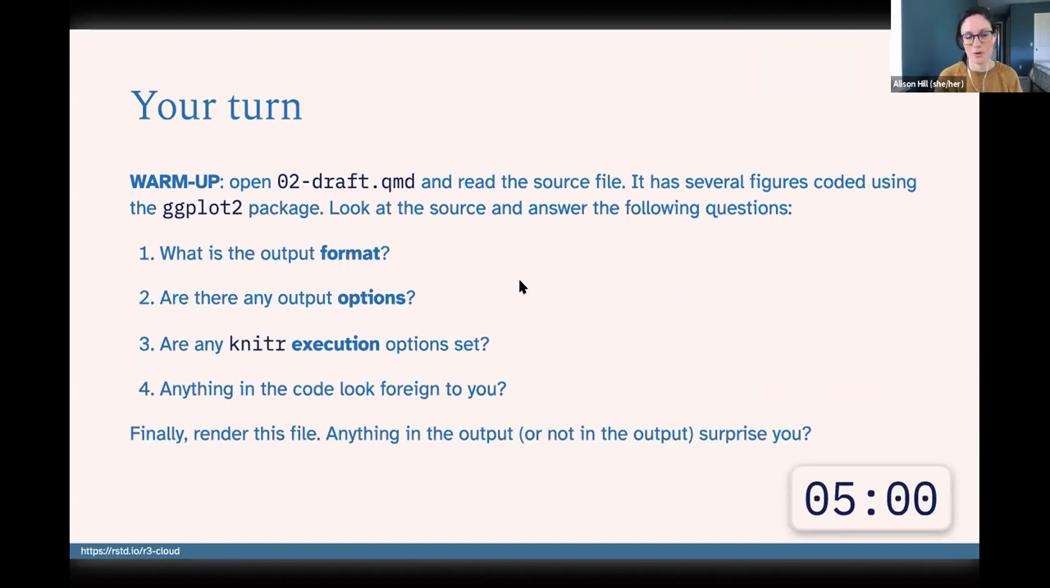I'd like you to open up 02 draft.qmd and read the source file. Take a few minutes. I might shimmy this down to 4 minutes instead of 5, just to shave off 1 minute. I want you to look at the source and answer the following questions. What's the output format? Are there any output options? Are any knitr execution options set? Is anything in the code foreign to you? And finally, render this file. Look at anything in the output, see if it surprises you or not.